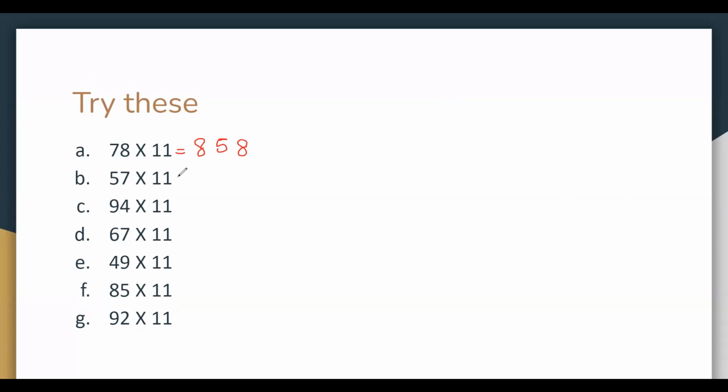57 times 11. We can just do the calculation in our mind. No need to write it down. Once you have done a little bit of practice and once you know how to do it, you can just write the answer. So 5 plus 7, we know it is 12.